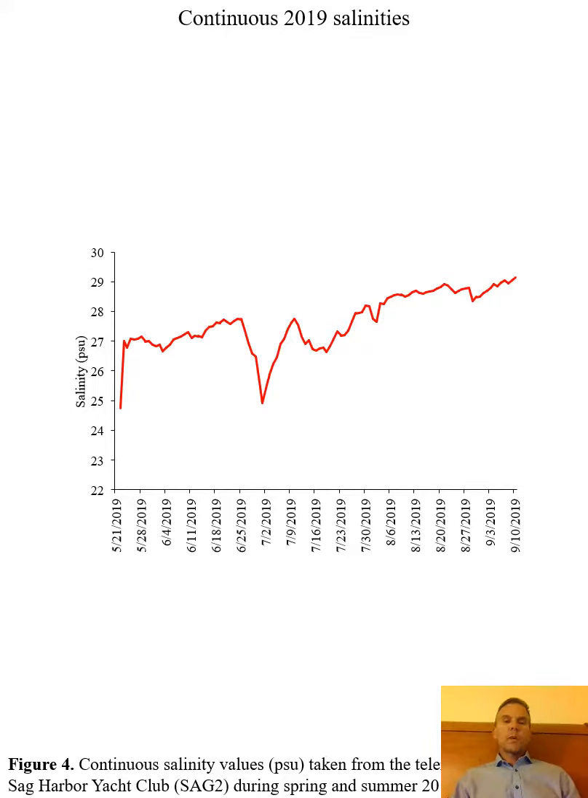This pattern is fairly consistent with what you see in most locations during the summer, specifically that as you go through the summer months, there's less or low rainfall, high temperatures leading to evaporation, and then a slight increase in salinity. I will note, however, while this looks like a real trend, this is a very small change, 27 to 29. It's almost meaningless.